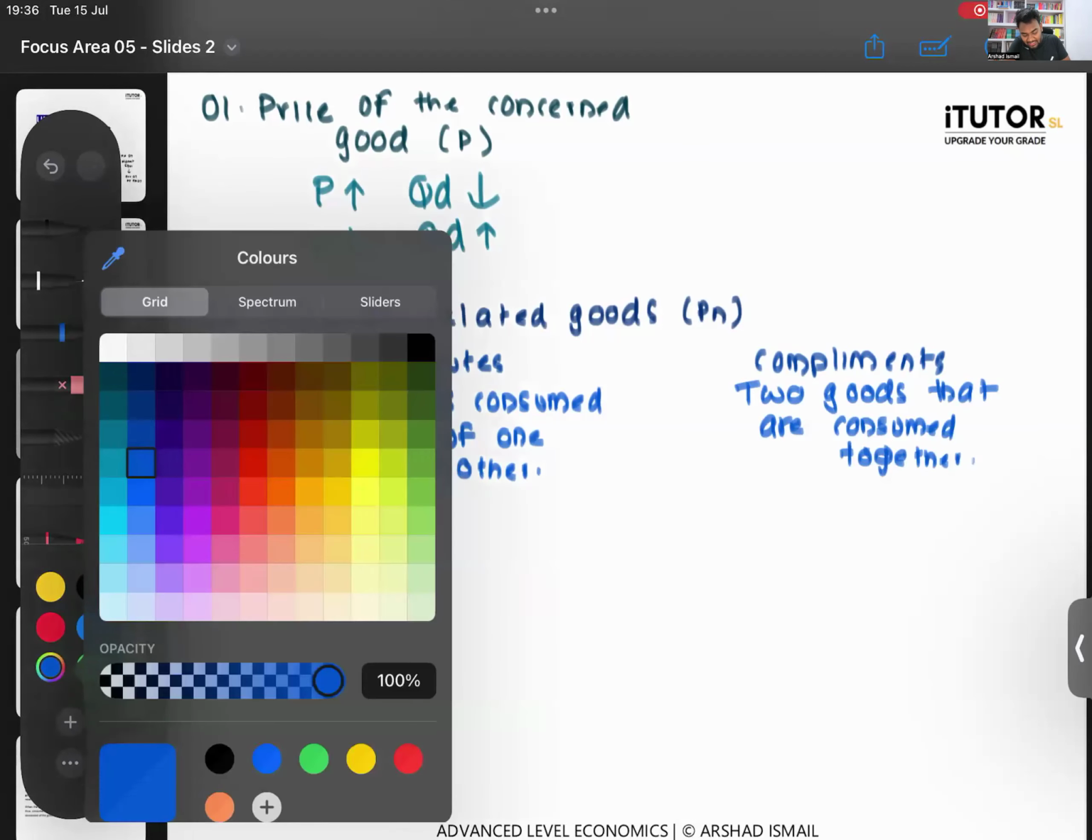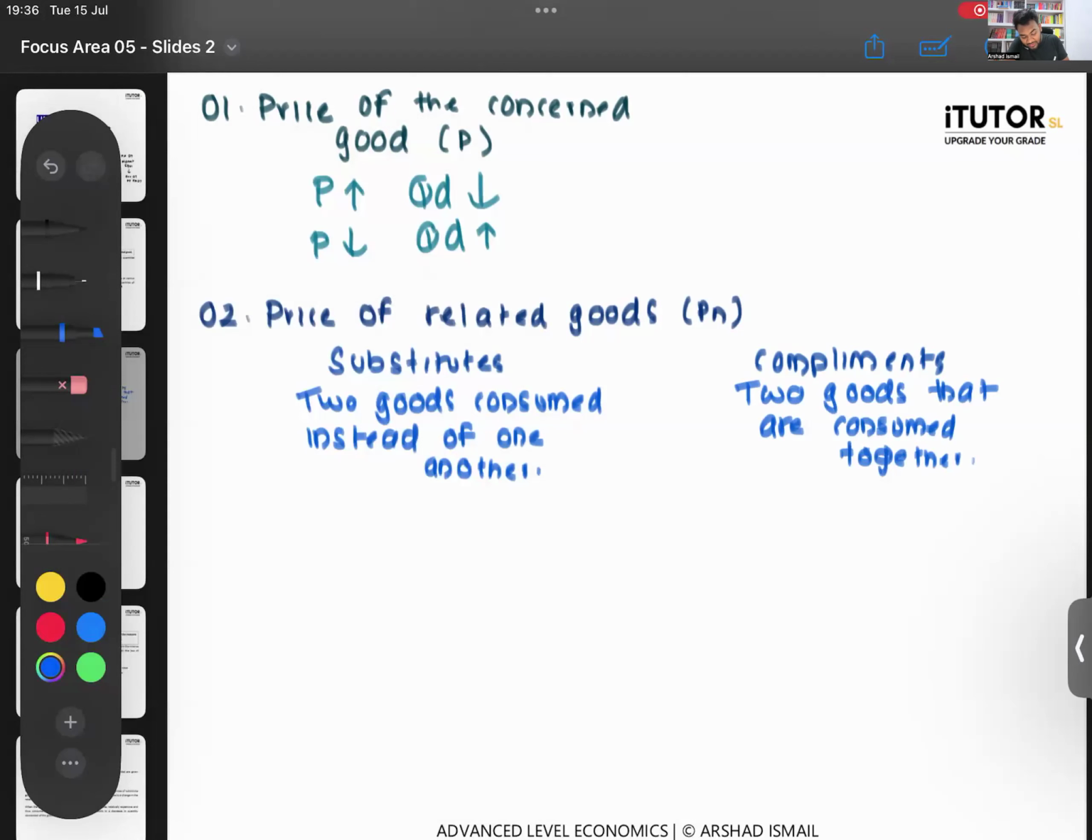Maybe a common example for something like this. For substitutes, you can say tea and coffee. I will go with a bit of a boring example. For complementary goods, can you connect it with the tea story itself?